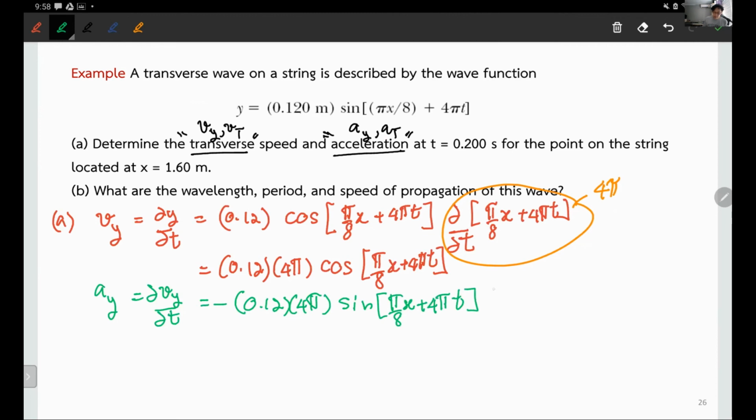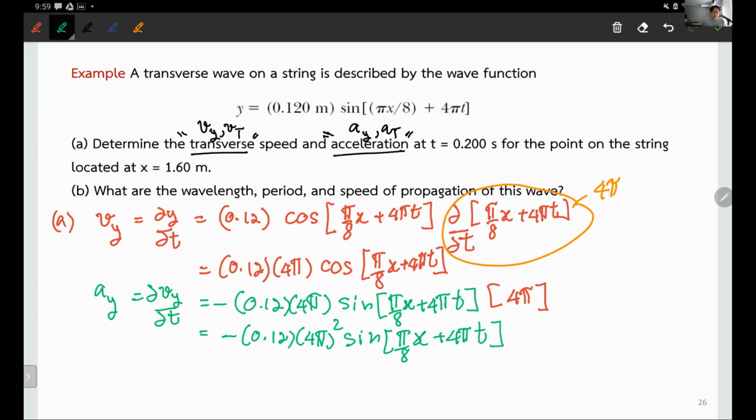And I'm going to follow by, once again, the chain rule, which will give me another 4 pi again. You guys with me? I'm going to do the chain rule. I have to take the derivative of whatever is inside the sinusoidal function there. So that means I get an extra 4 pi out. So in conclusion, I have 0.12 times 4 pi squared sine of pi over 8 x plus 4 pi t.